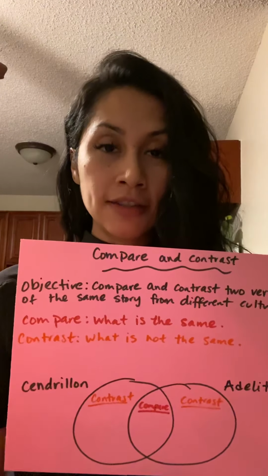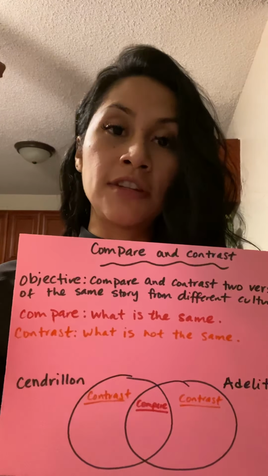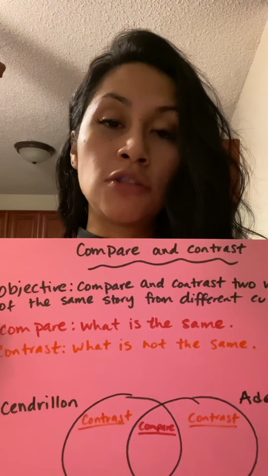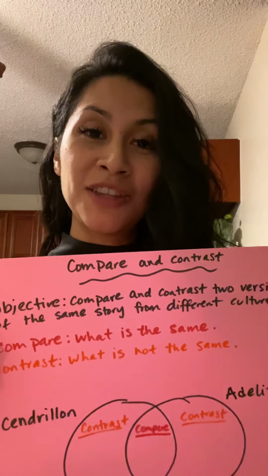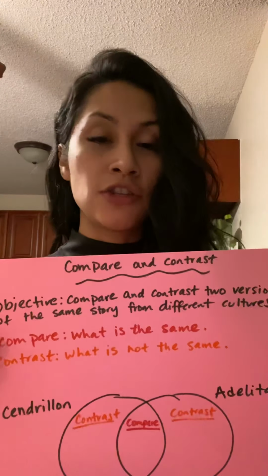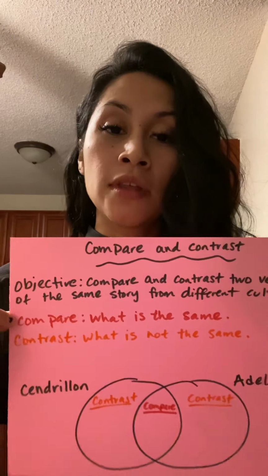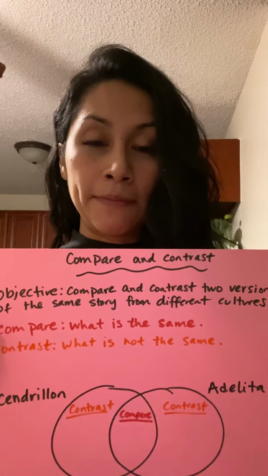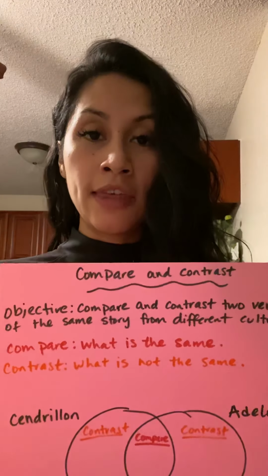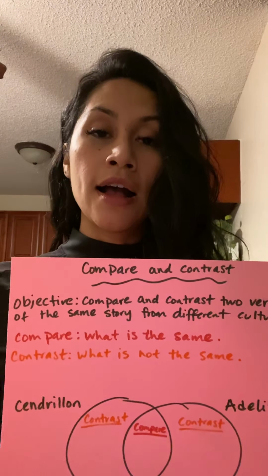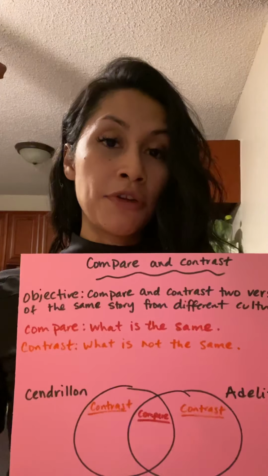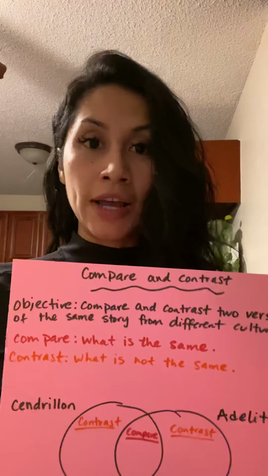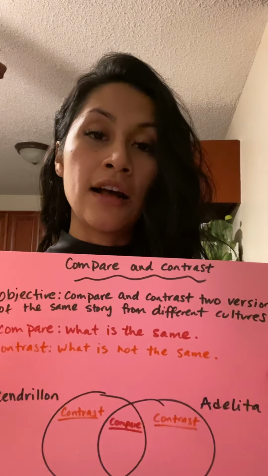Before I get into the details of the different versions of the Cinderella story, I do want to review what compare and contrast means, just because I know that yesterday we took a little break from compare and contrast, so I just want to refresh your memory. So when we are comparing, we are looking for things that are the same. So similar to what you did with the animals that you learned about, whether they're both aquatic or whether they both lived on trees or in forests. Those are things that make them similar, right?